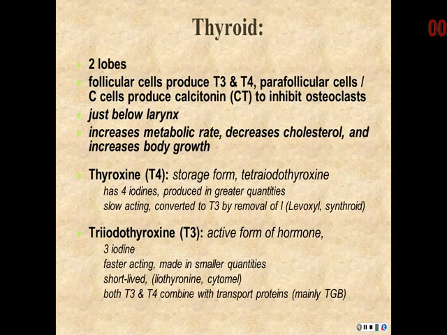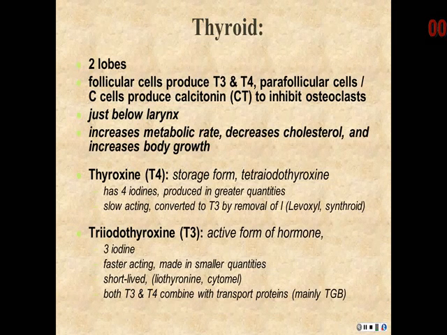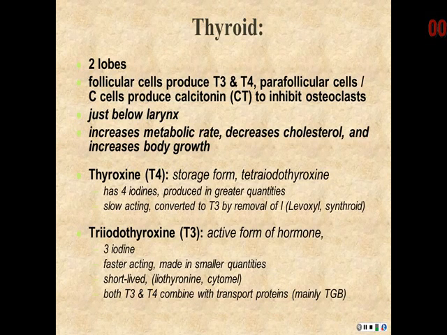Because it plays a role in controlling metabolism, which includes all chemical reactions in the body, several areas of the body feel the effects of the thyroid gland. Thyroxine or T4 is the storage form of the hormone. It is called T4 because it has 4 iodines and is converted to T3 by removing one of the iodines. This will spend more time in the bloodstream and is slow to activate. This is often replaced with drugs such as Levoxyl or Synthroid.